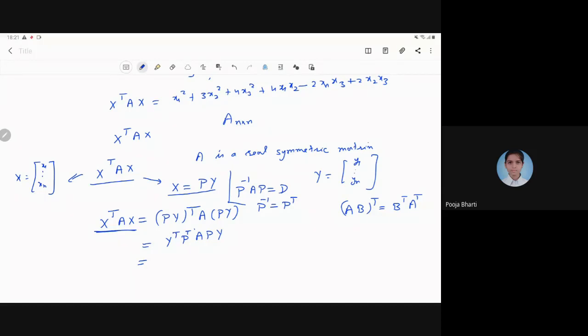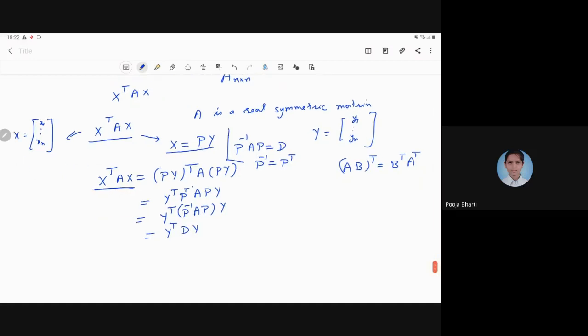So I can write here P inverse. But what is P inverse AP? A diagonal matrix. And this diagonal matrix carries only the eigenvalues of A. D is a diagonal matrix carrying the eigenvalues lambda 1 to lambda n of A. So what is the output of this? Lambda 1 y1 square, lambda 2 y2 square, you can multiply and see yourself, and so on, lambda n yn square. Very interesting. All cross product terms are gone. There is no y1 y2 or y2 y3 because it is diagonal.